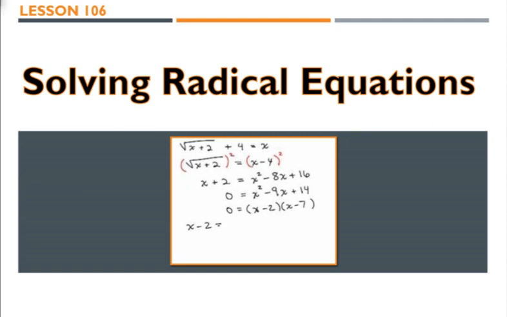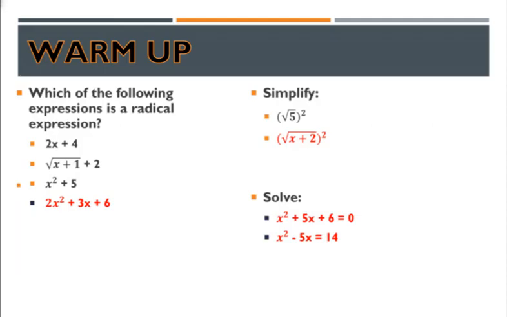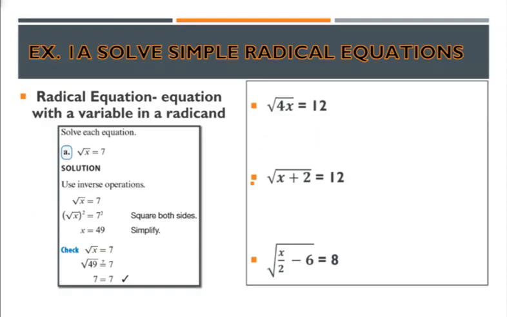Hi everyone, lesson 106, solving radical equations. So we've done some work with radical equations. In this lesson we want to get rid of the radical by undoing the square root, and you undo a square root by squaring both sides. So let's look at the first example.